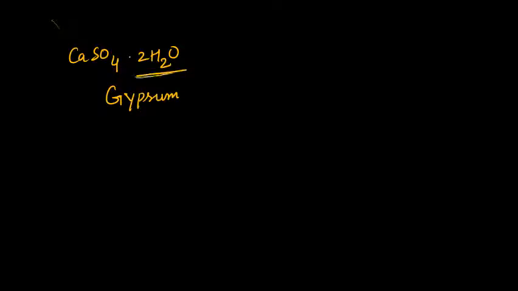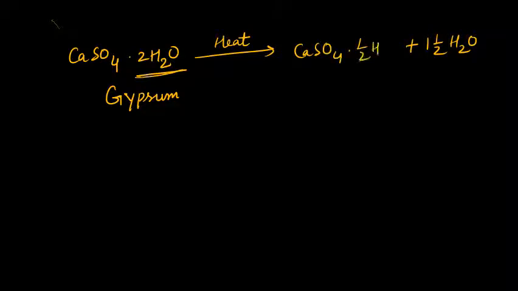Let's discuss one more example. CaSO4·2H2O. This is the formula for gypsum. Gypsum contains water of crystallization, and when we heat it, what will happen? It will lose water of crystallization and a new compound is formed that is known as POP.